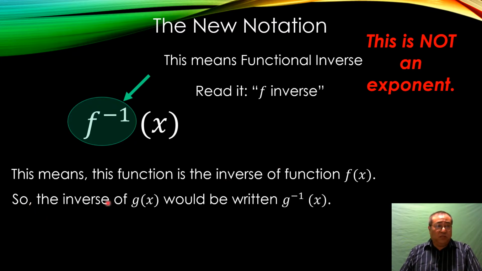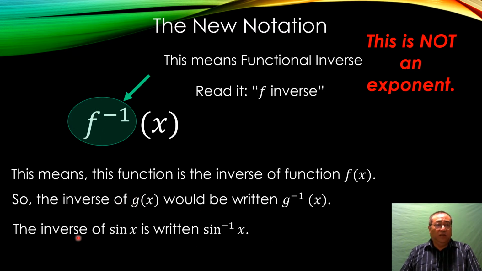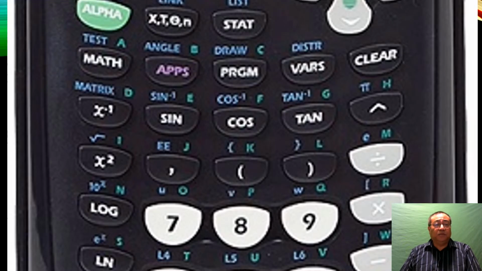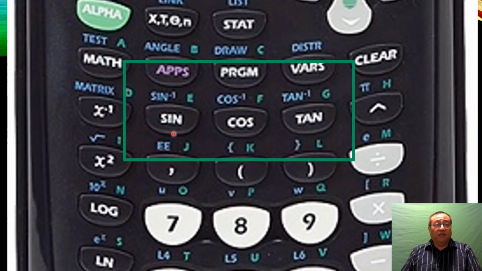So what does it mean? The inverse of g would be written g inverse. Remember, f is not a specific function. F is a generic function. F is just a name of a function, so it could have a bunch of different names. G is one. In fact, if you remember from geometry, the inverse of sine x is written sine -1 x or sine inverse x. This is on your calculator. There's sine, cosine, tangent, and then there are the inverse versions right above them.